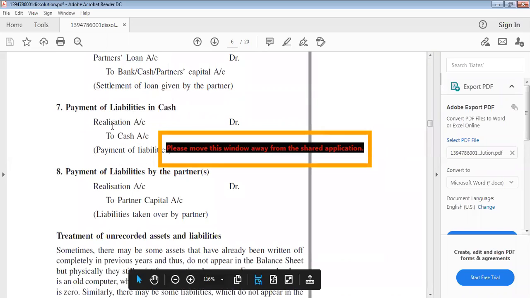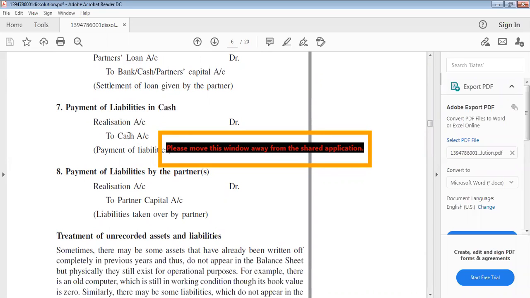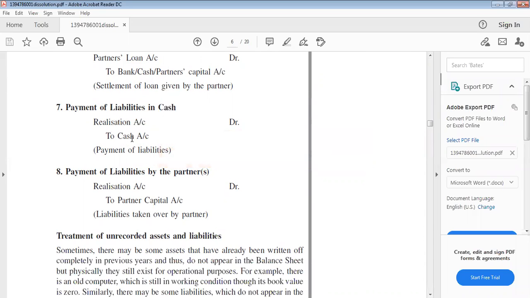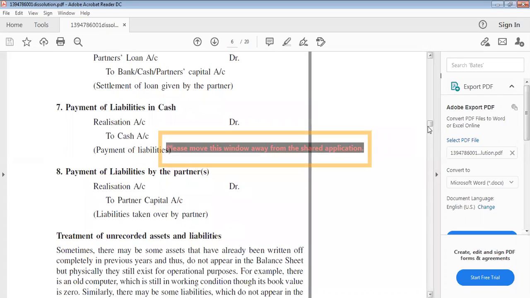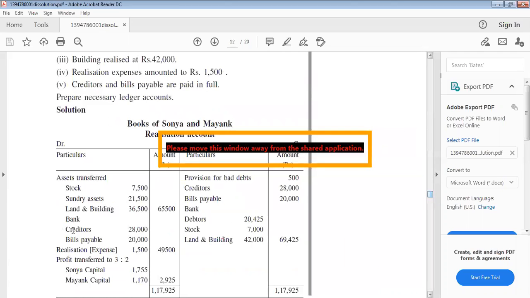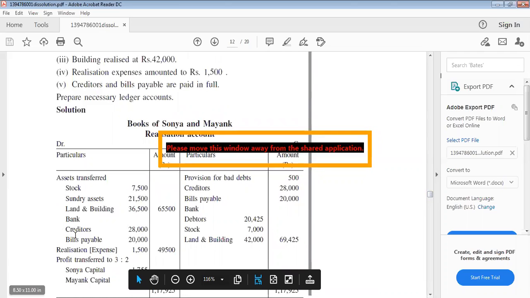All right, see there. Payments of liabilities in cash, whether it be cash or bank, you would debit realization account and credit the cash, which is the payment of liabilities. This is the step that we looked at a while ago. So when you're paying off liabilities in cash or bank, you debit realization and you credit the bank or cash account. That is why you have these on this side. These three.